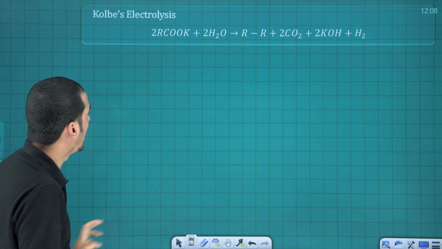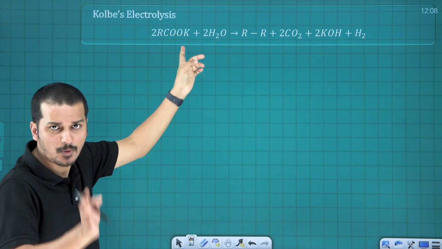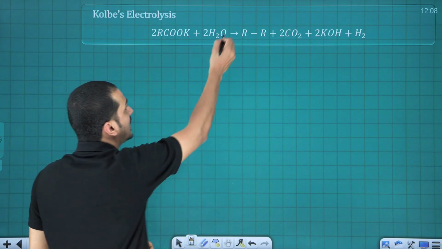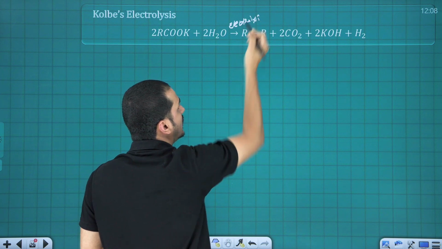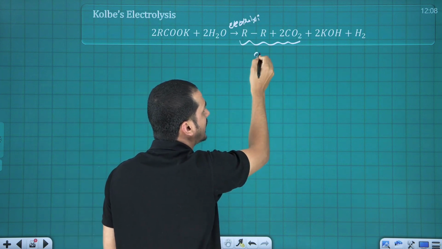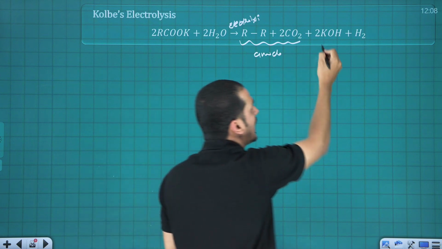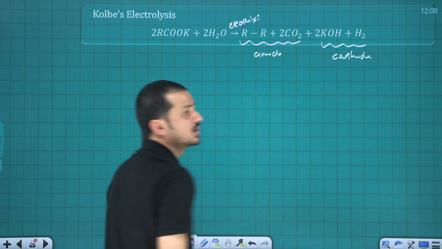That's why it is called decarboxylation. And the next idea is Kolb's electrolysis. Here also we are taking sodium or potassium salt of carboxylic acid and we are conducting electrolysis. Whenever we are conducting electrolysis, at the anode we will get R-R, an alkane, and carbon dioxide, and we will get KOH and H2 at the cathode. That idea also you have to remember, guys.